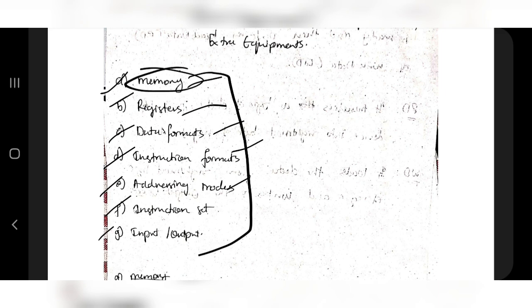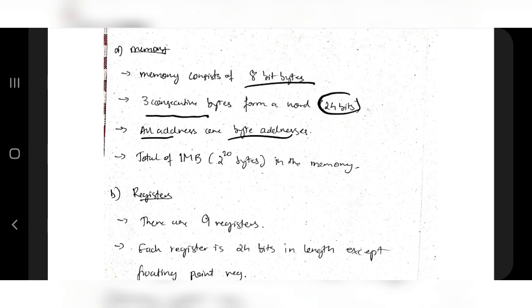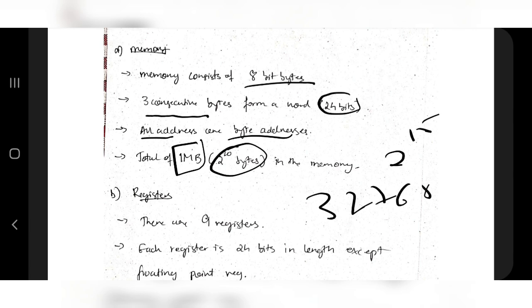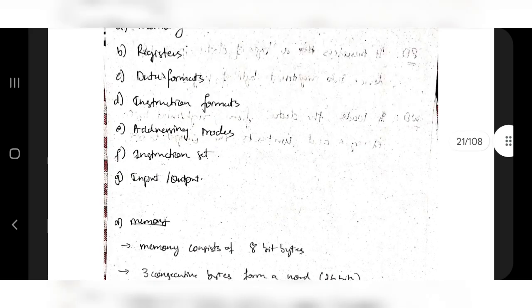Let's discuss the first one, which is memory. In memory, it is the same thing. It consists of 8-bit bytes. 3 consecutive bytes form 24-bit words. All addresses are byte addresses. The only difference is the total of 1 MB. In the previous one it was 32768, which is 2 power 15, but here there is more memory, which is 2 power 20 bytes. That's the only difference between SIC and SIC XE in the memory. Next one is the registers.